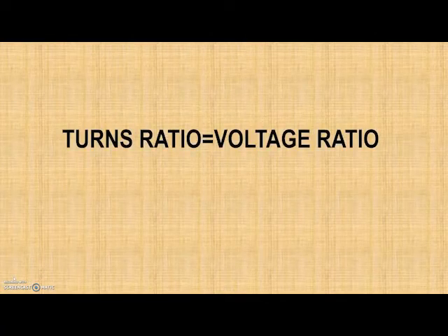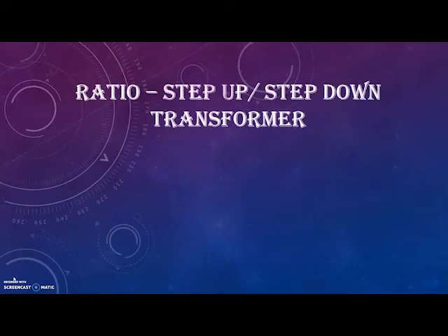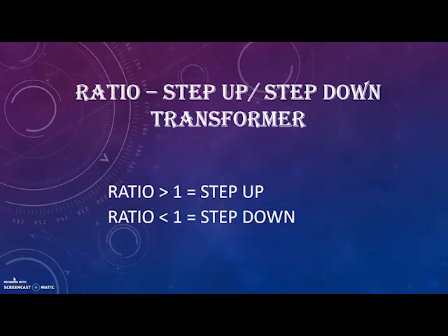Turns ratio equals voltage ratio. This relationship is given as Np over Ns equals Vp over Vs equals the turns ratio. The ratio determines whether the transformer is a step-up or a step-down transformer. If the ratio is more than 1, then it is a step-down, else it is a step-up.